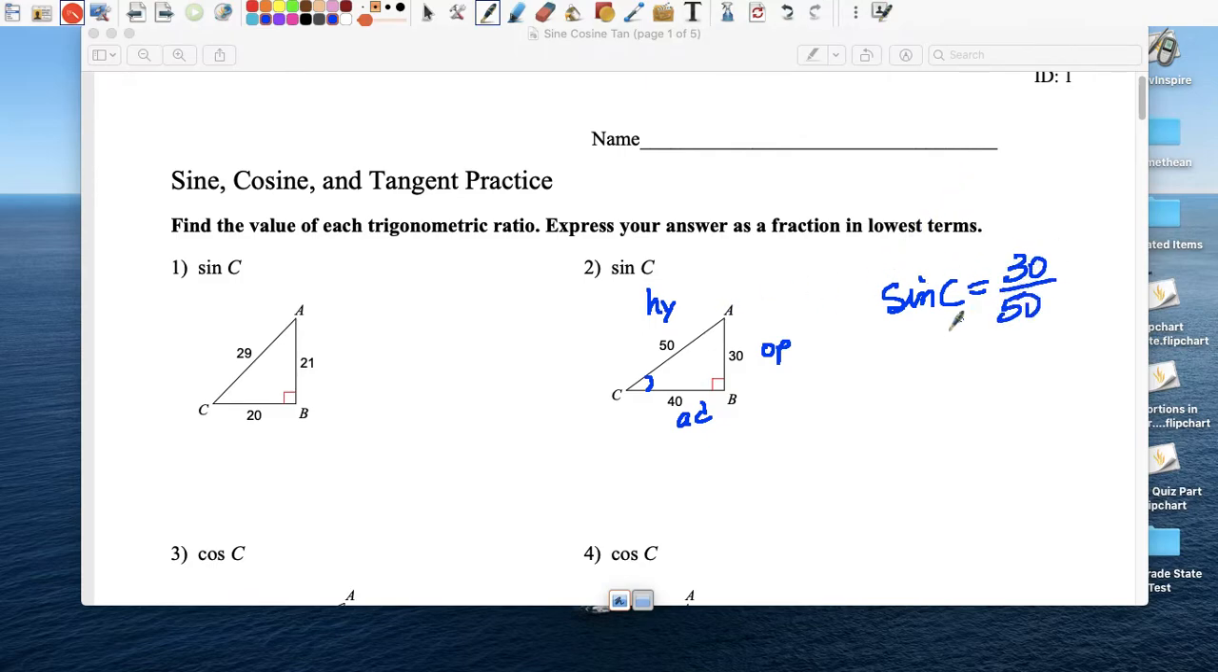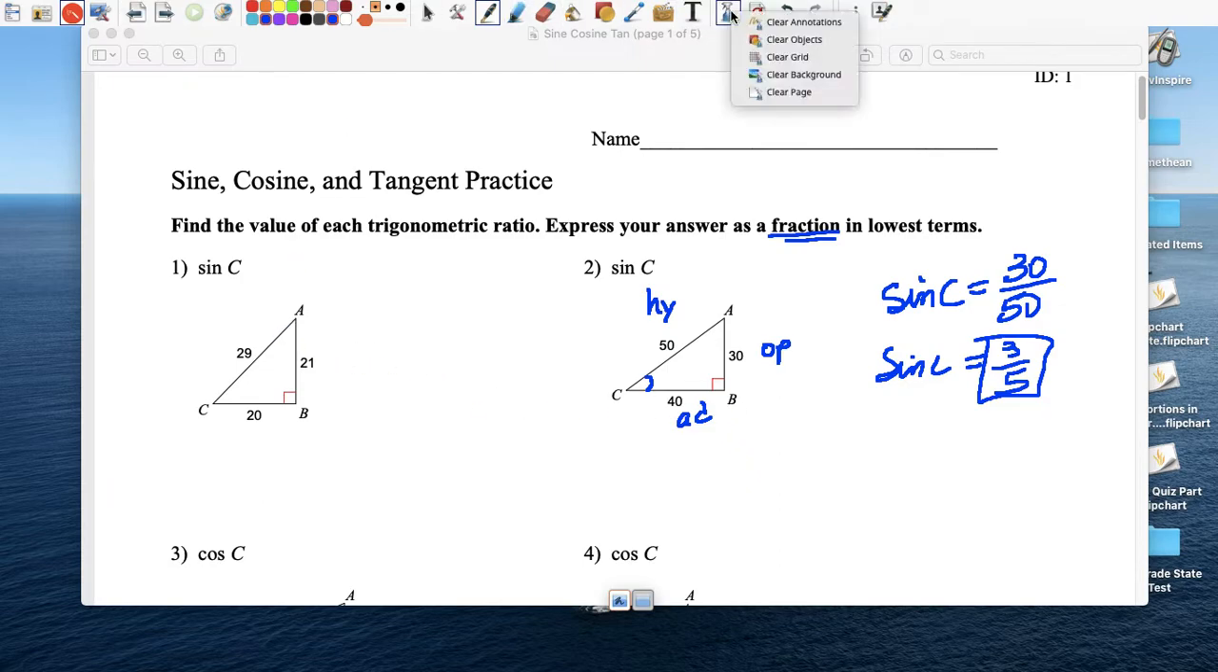And they actually ask you to simplify, so 3/5. Now you can change it to a decimal if you like, but it doesn't say. So the ratio of this angle here, the opposite, is 3 to 5. For this particular angle, the opposite and the hypotenuse have to follow this particular ratio, 3 to 5.